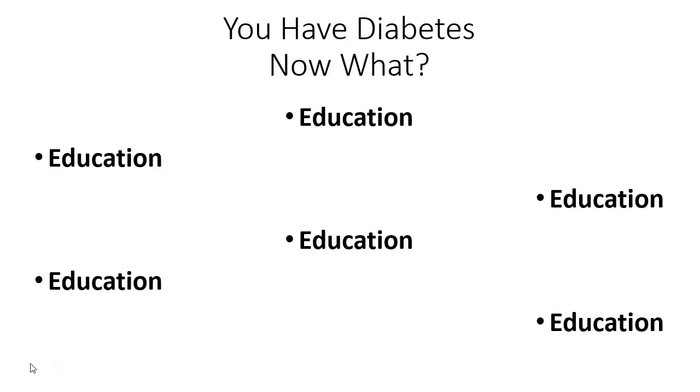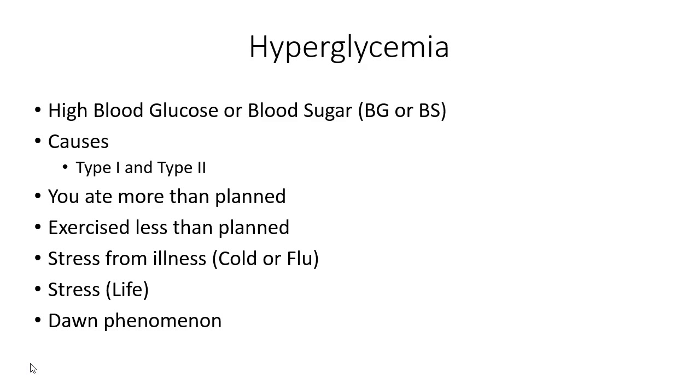All right, so you have diabetes. Now what? It's all about the education and all about the training, and that's what the rest of this is going to be about. So for hyperglycemia, blood glucose, or blood sugar, BG or BS, is the amount of sugar that's in your blood. Too much sugar in your blood causes type 1 and type 2 diabetes. It could be you ate more than you planned, you exercised less than planned, stress from illness such as cold or flu, or just basic life stresses, or the Dawn phenomenon, and we'll go over that towards the end of the PowerPoint.